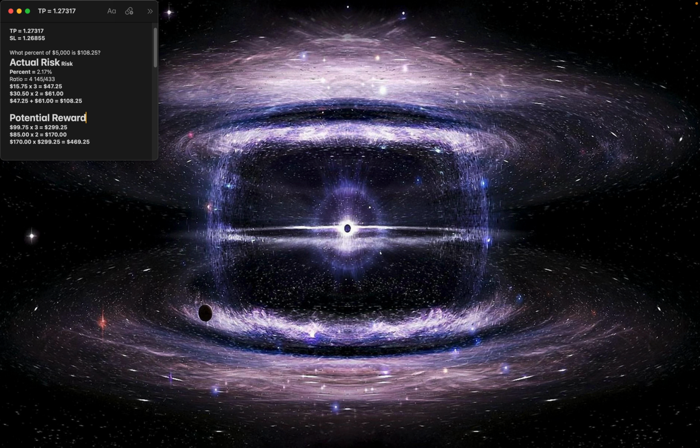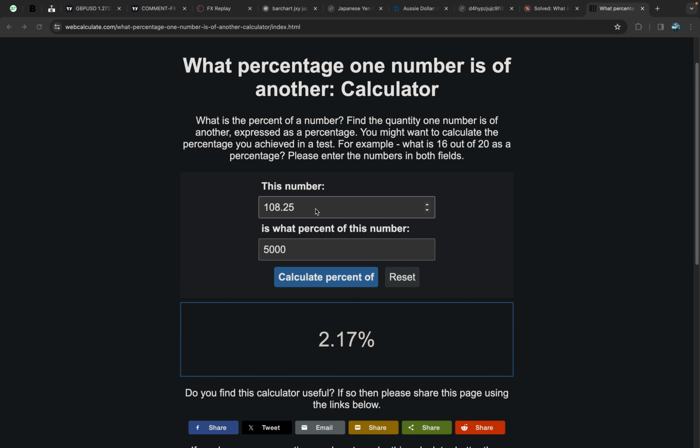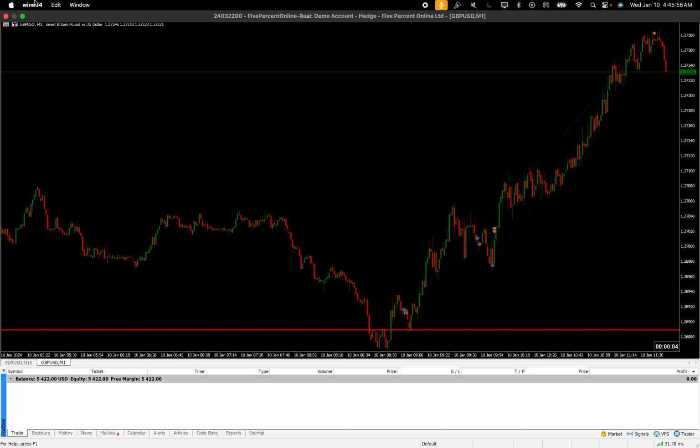Oh, you know what we could do? Real quick, close out the video. What our potential reward percent was? Oh, look at that. So, our potential reward was 9.38. Our actual, what we actually got today, let's calculate that.